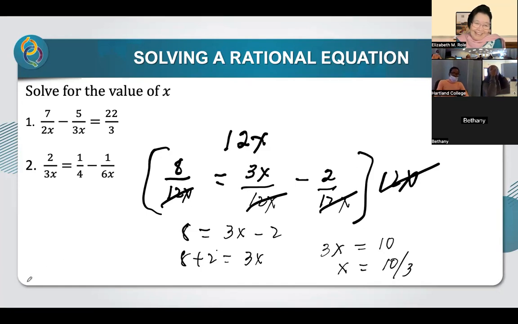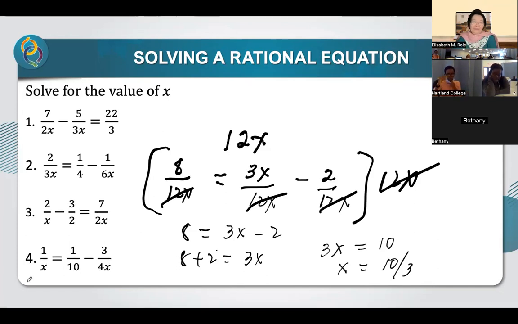Okay, let's have the other one. I think with that, you can already do all the answers correctly. Okay, the 3 and the 4. It's for practice. That one is a little easy.